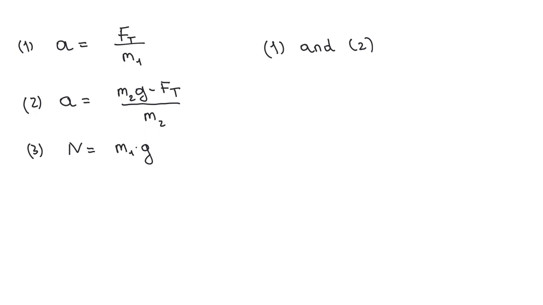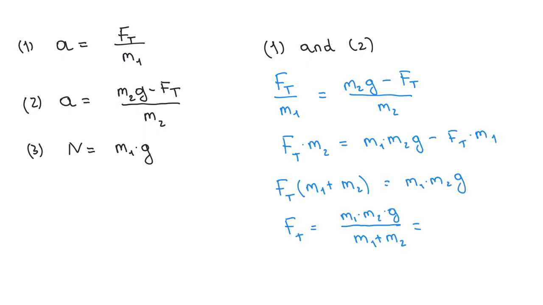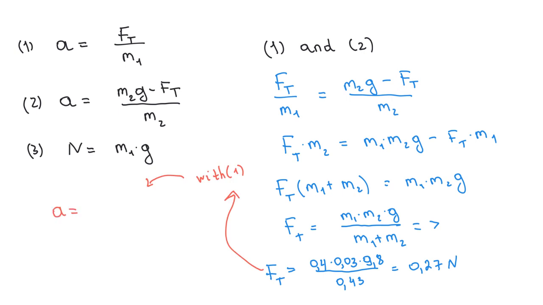Let's equate the two expressions for acceleration and solve for the force of tension. After some mathematical operations, we conclude that the force of tension equals the force of gravity m2g multiplied by m1 over m1 plus m2. We substitute the numerical values and get the force of tension equals 0.27 newtons. If we substitute this value into equation 1, we get acceleration equals 0.68 meters per second squared.